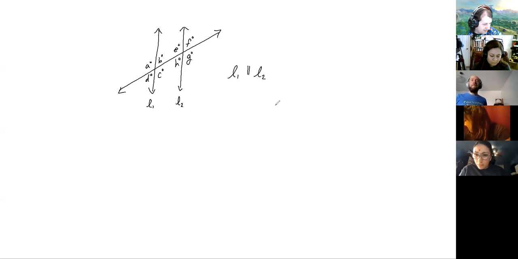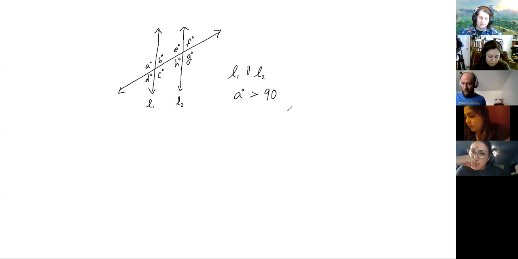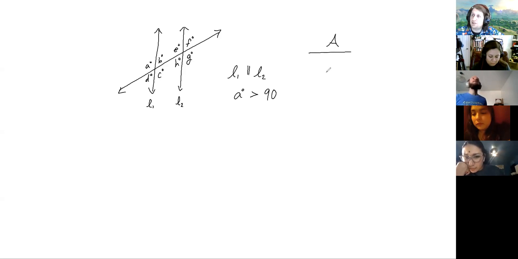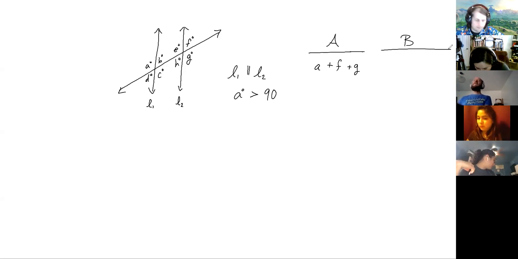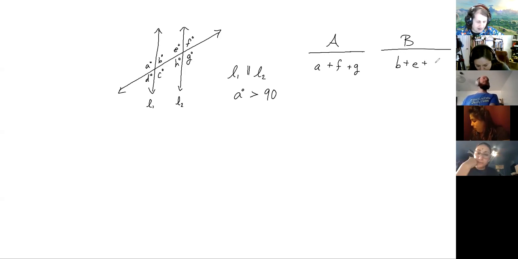And angle A is greater than 90. Okay, that's the information they gave us. So quantity A is A plus F plus G. Quantity B is B plus E plus H. All right.